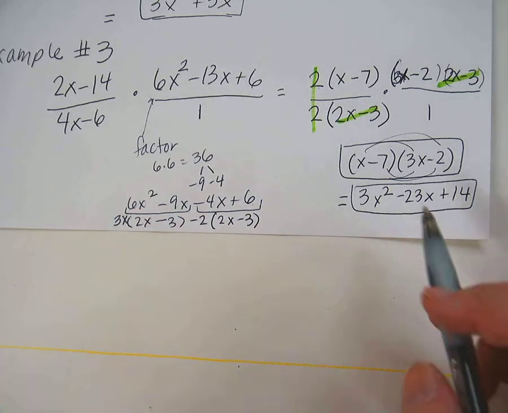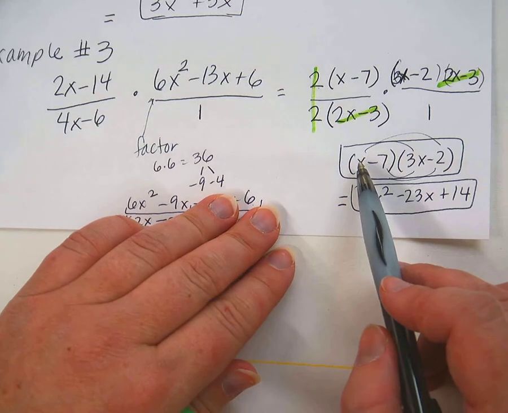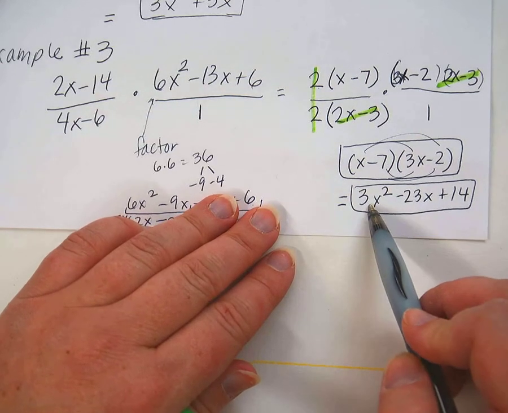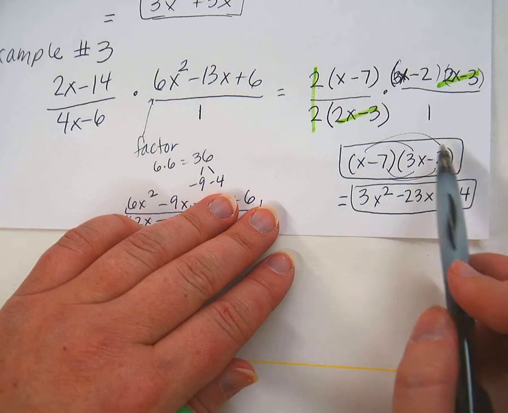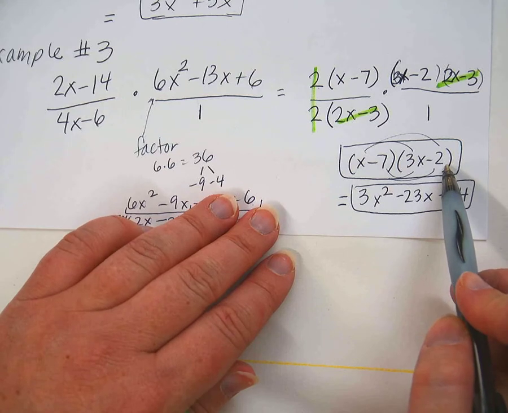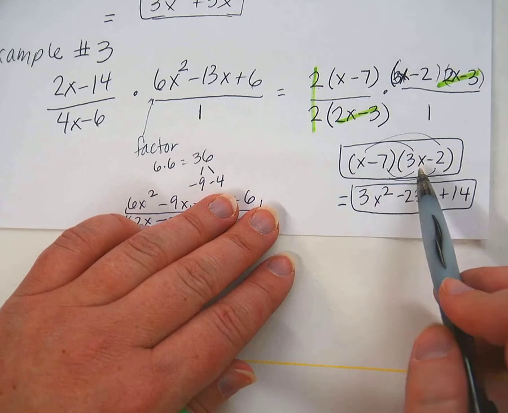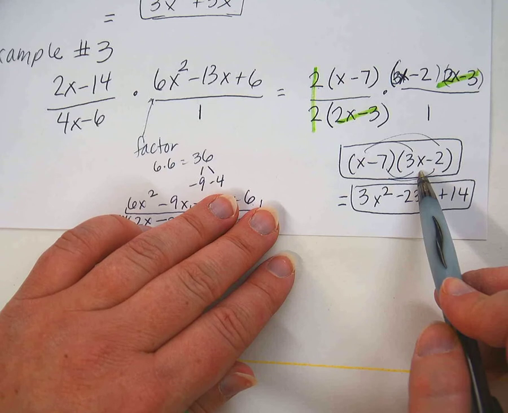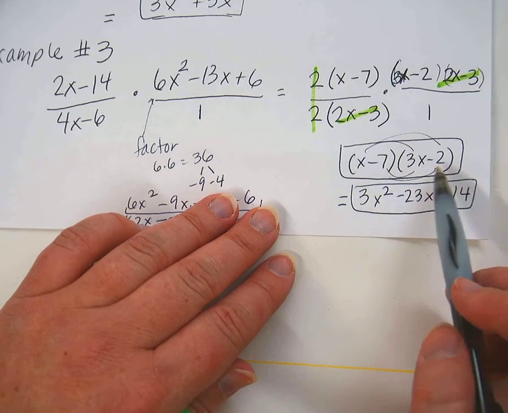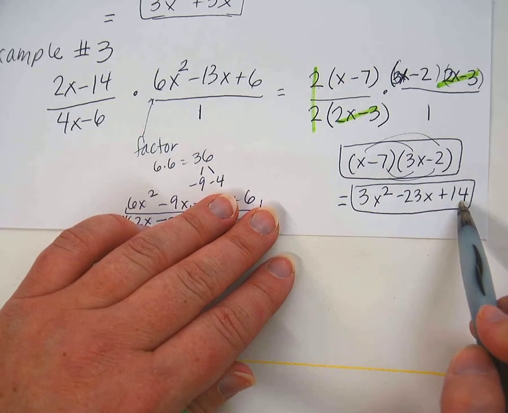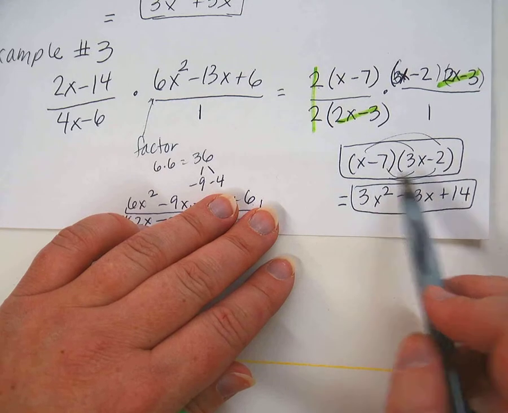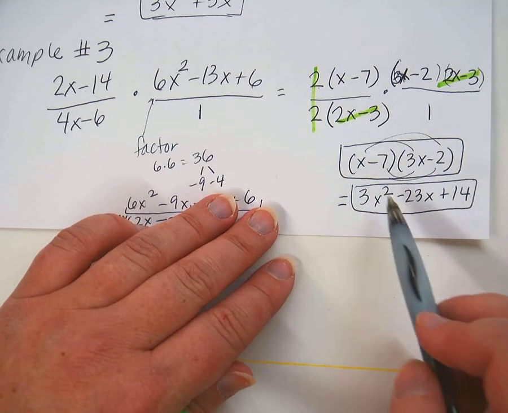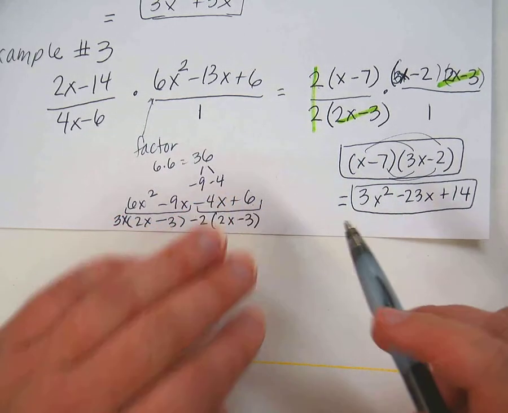Where'd you get the 23 from? Okay, so when you multiply these together, you go x times 3x is 3x squared, and x times negative 2 is negative 2x, and then negative 7 times 3 is negative 21x, and then negative 7 times negative 2 is positive 14. And we can add the negative 21 and the negative 2 together, which gives us negative 23x in the middle.